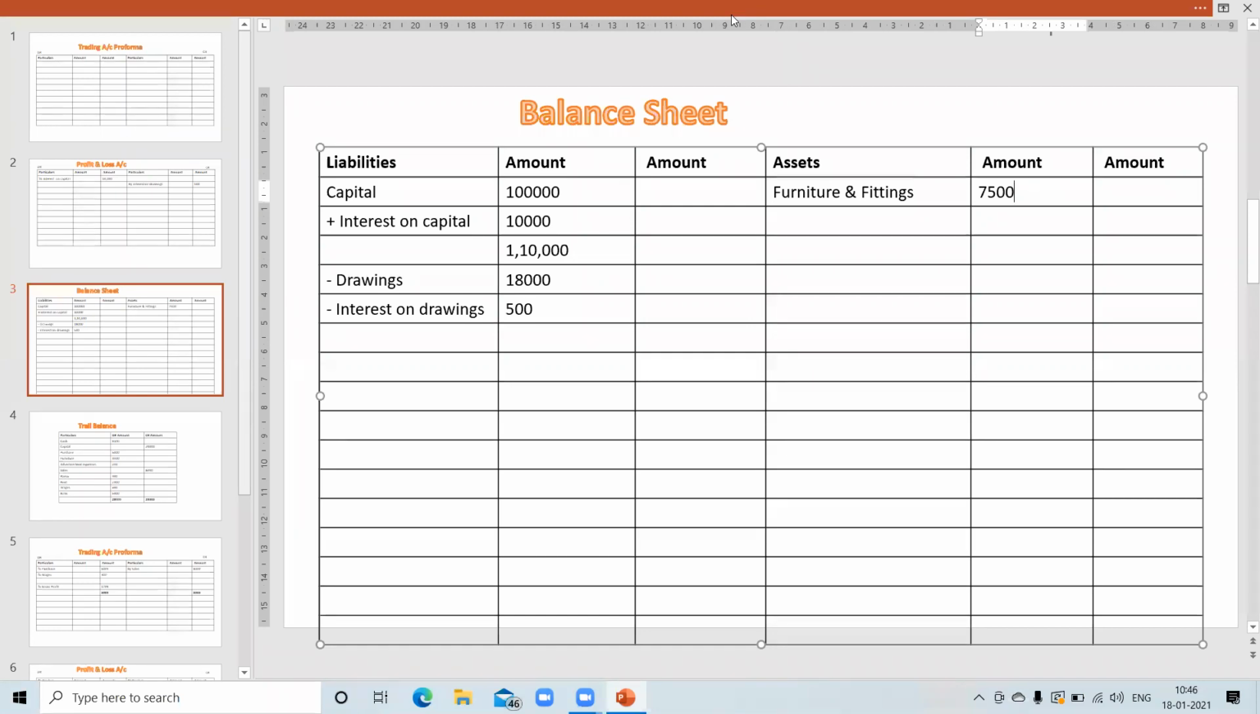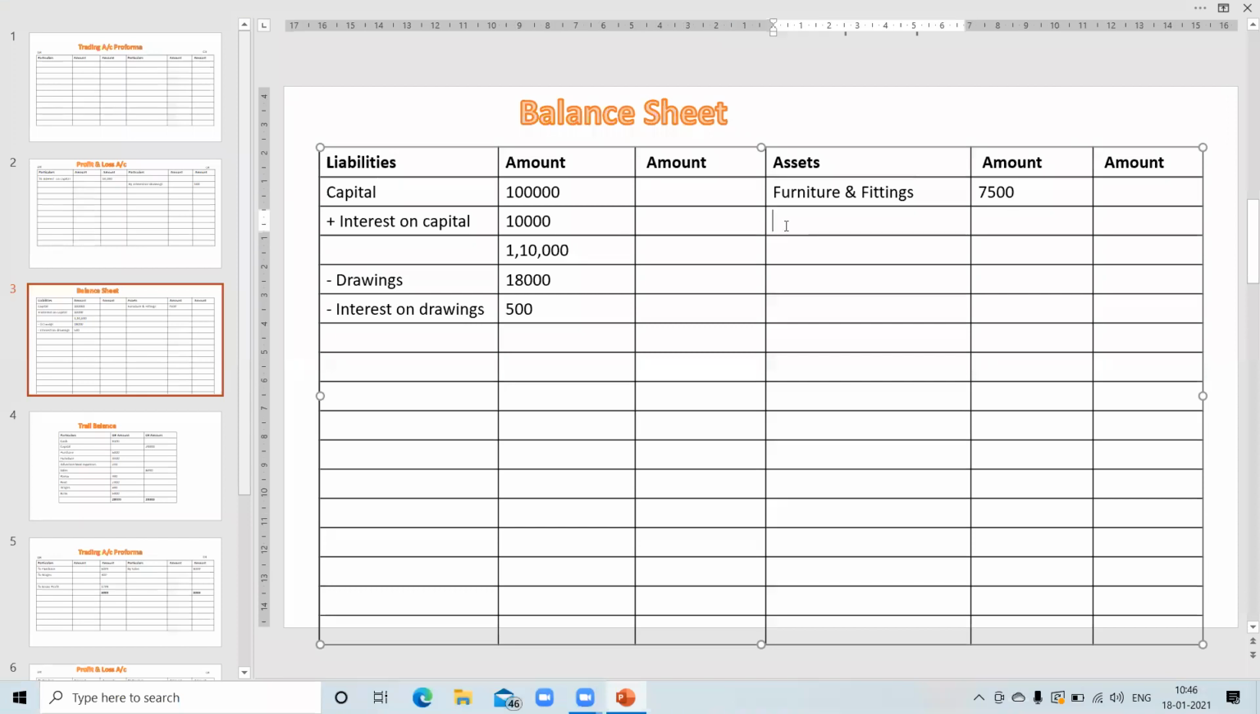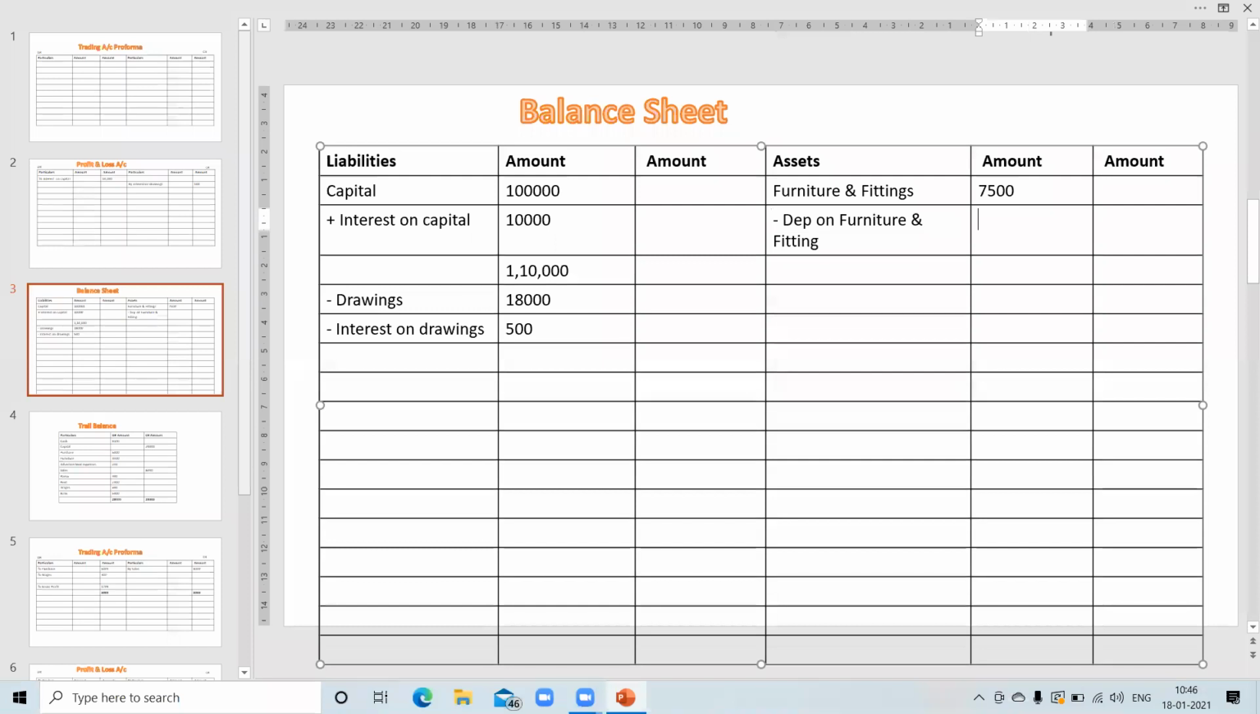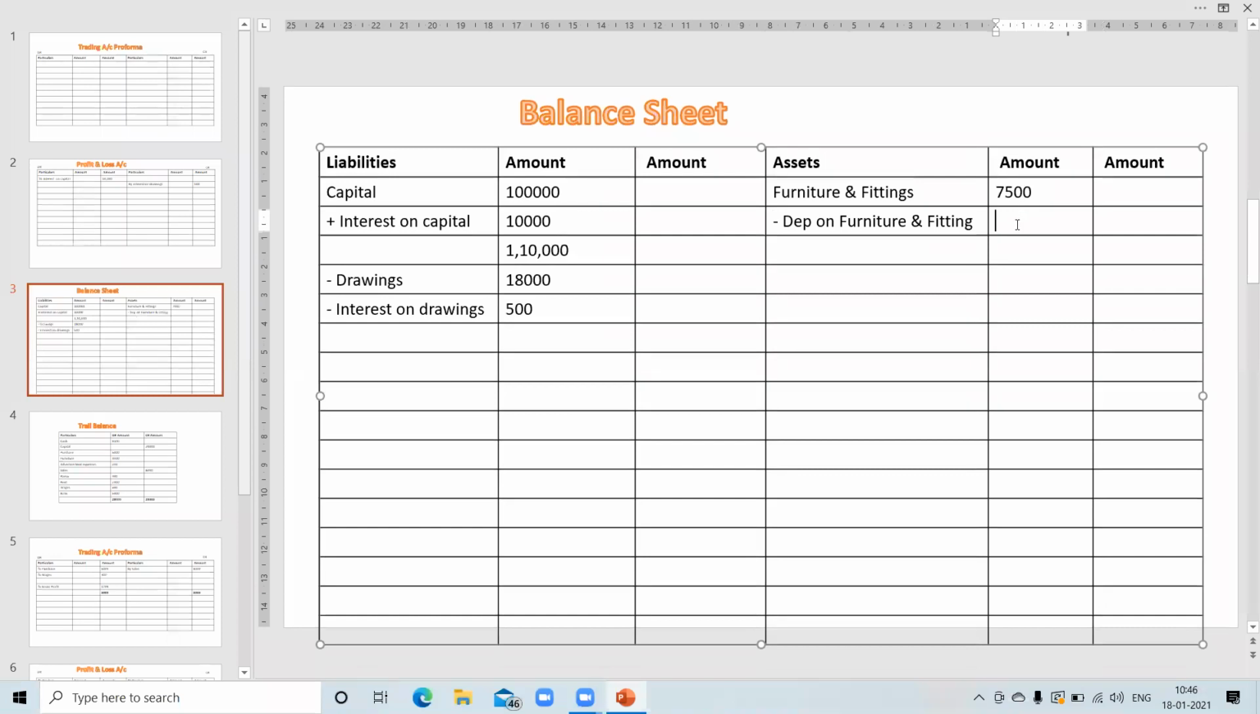See, the adjustment is depreciation on furniture and fitting. So depreciation, what do we do? It is a less. Depreciation on furniture and fitting, 7,000. See, for example, there 750 rupees you have to less.